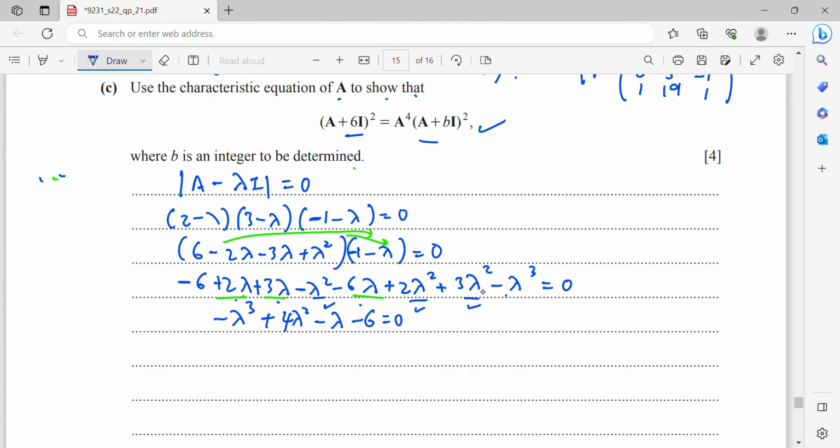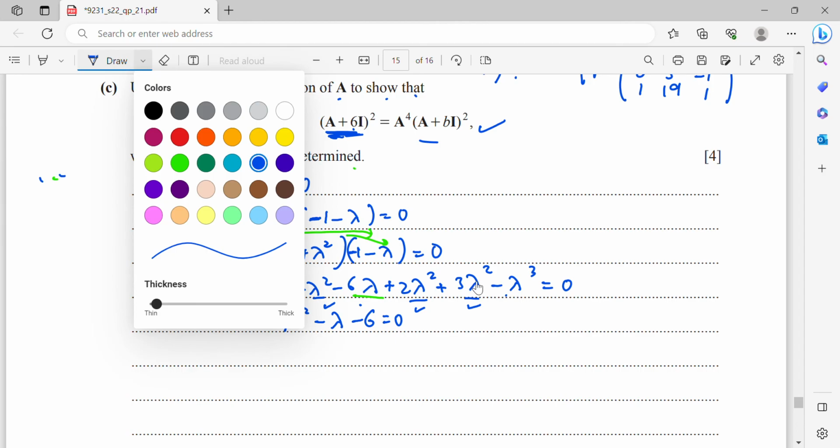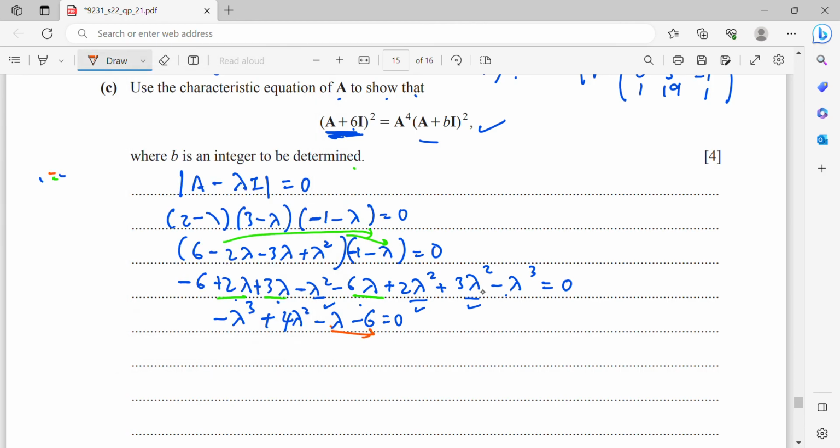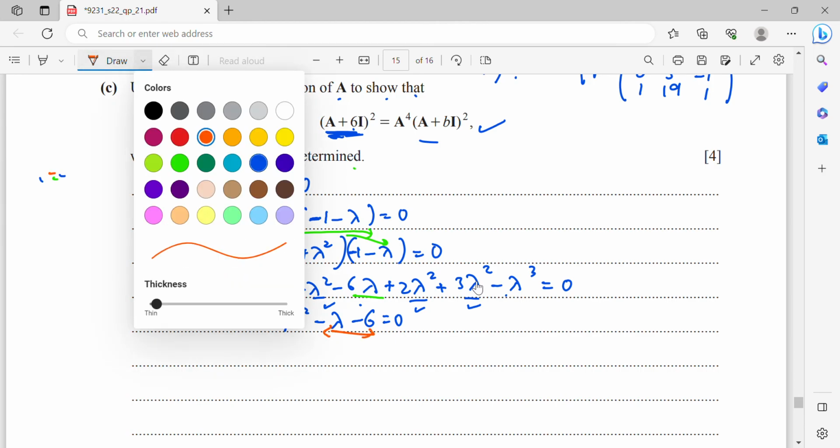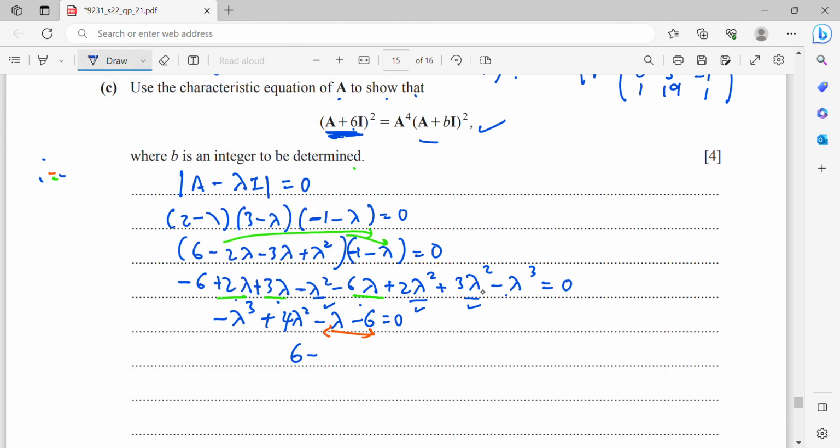Right. So now from here, let's look at here. We need 6i plus a. So it means that I should move these two terms to the right side. So I will get 6 plus lambda that equals to minus lambda cubed plus 4 lambda squared. Okay, so now all these are in lambda, means that the eigenvalues.